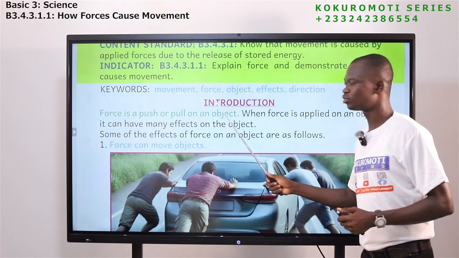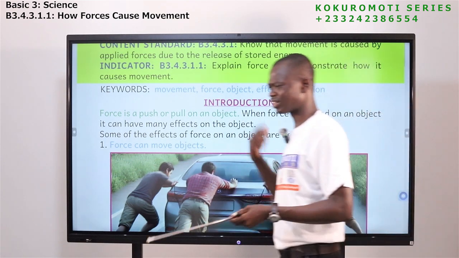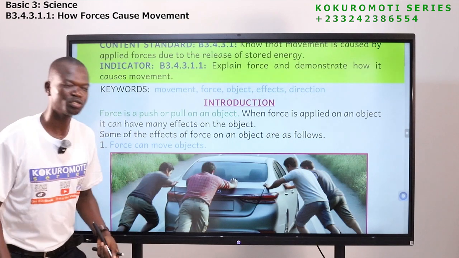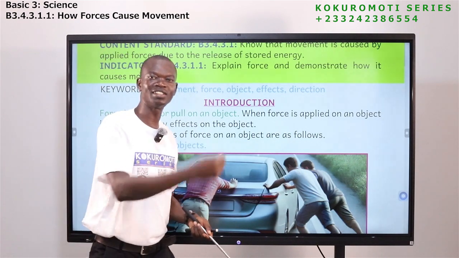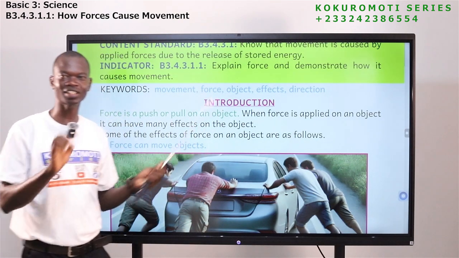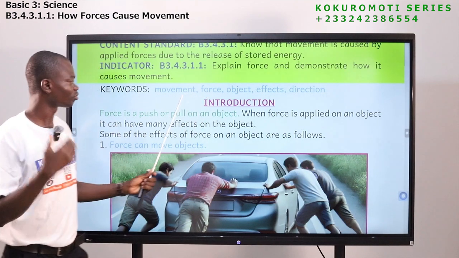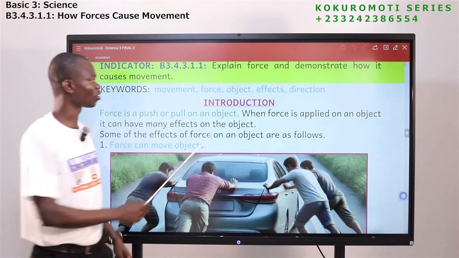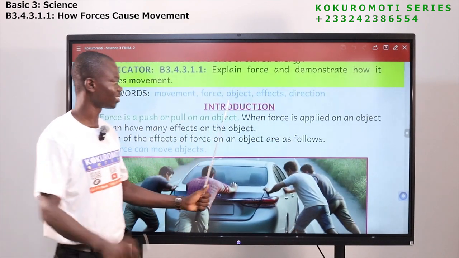The next word is force. All of you, force. Sometimes you use the word force: force him, force her. Your mother is forcing you to do A, B, C, D, or you are forcing your mother to do A, B, C, D. But we are going to look at force from the context of science. I'll explain the meaning of force later on.